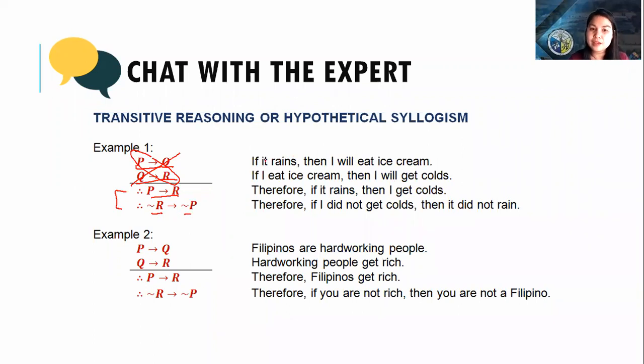Example, if it rains, I will eat ice cream. If I eat ice cream, then I will get colds. Cancel. What's the conclusion? Therefore, if it rains, then I get colds. Or you do it the contrapositive way. If I did not get colds, then it did not rain. It's valid. Reason, transitive reasoning.